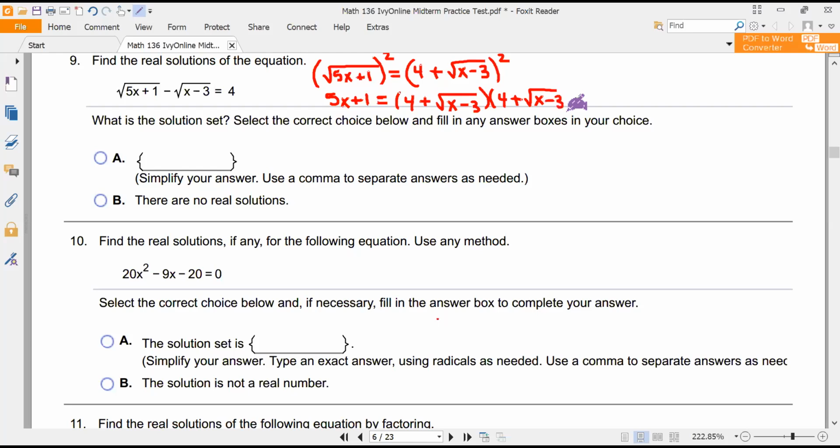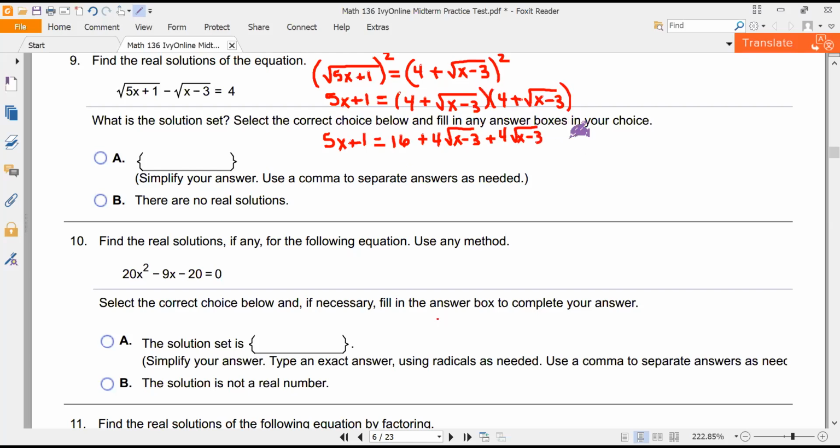Now, when we FOIL with radicals, we do need to be cautious. This is going to be 5x plus 1. This is a long problem, so I may have to write and then erase. We'll just have to see. 4 times 4 is 16. 4 times the square root of x minus 3 would be 4 on the square root of x minus 3. You cannot distribute that. It's a radical and a non-radical. You get another 4 on the square root of x minus 3 from the next foiling step.